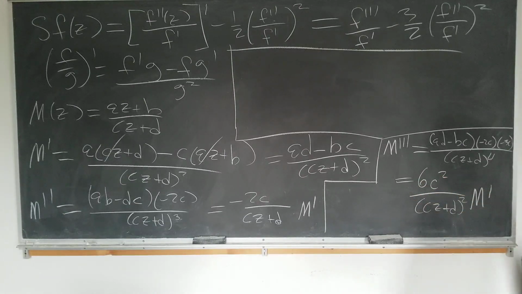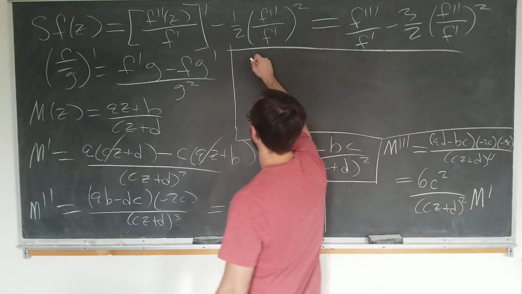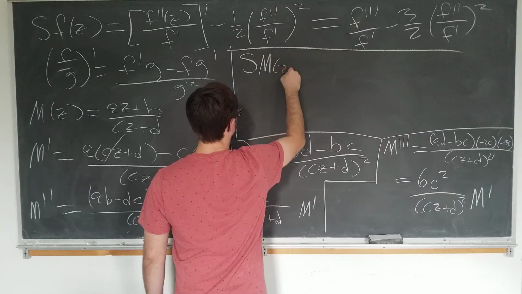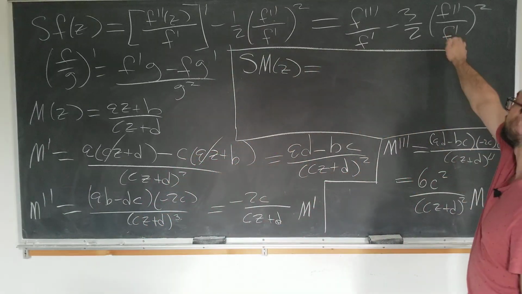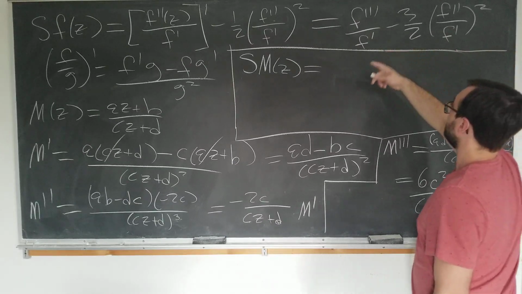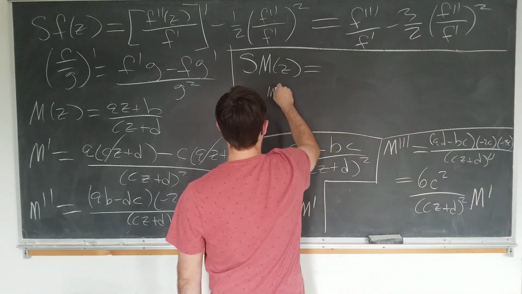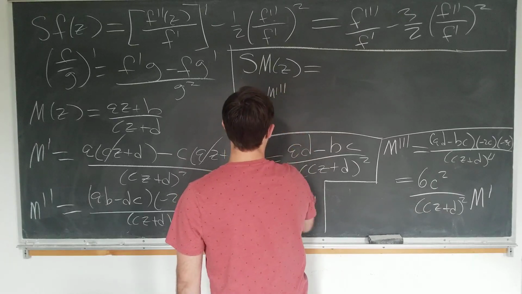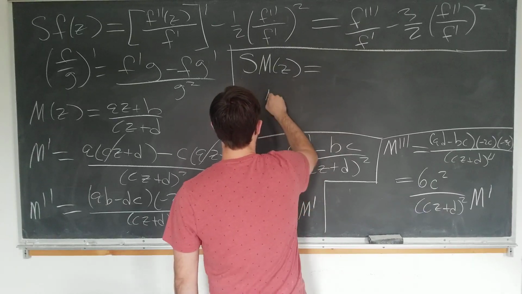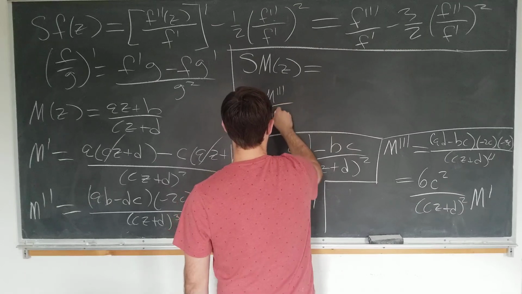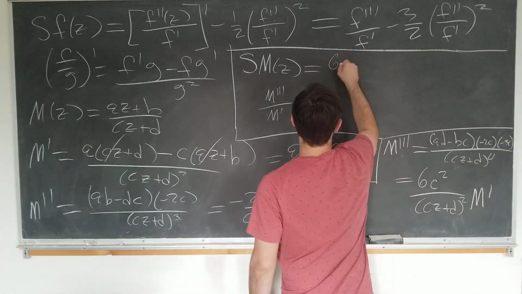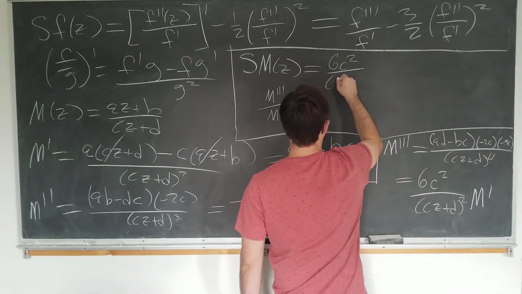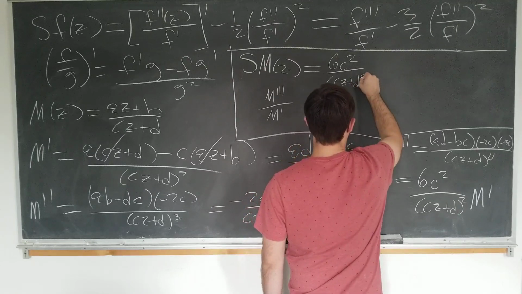And now we are going to see why we went through all the trouble to write it in terms of m prime. Let's actually calculate s acting on m of z. Well, when we do that, looking at this section here, we see that the first term is something like m triple prime over m prime. And since we already have it written in terms of the m prime, we can just cancel that out and write the result immediately. 6c squared over cz plus d squared.